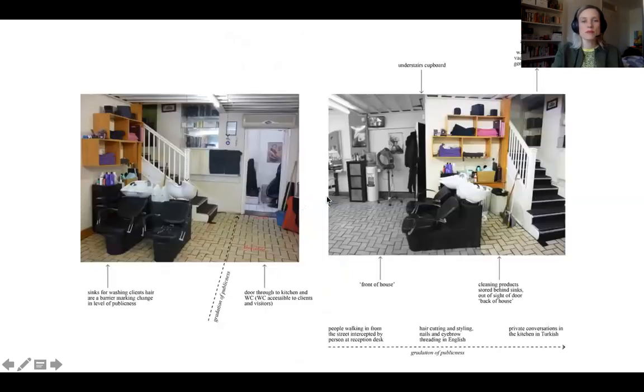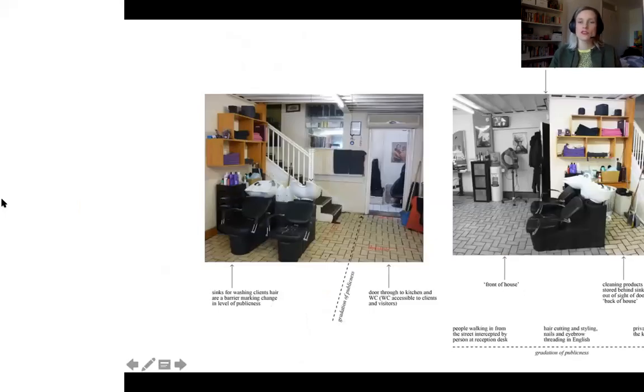There is a gradation of publicness in Crazy Cut between the front and the back. The street is common to all. Then the most public zones of the salon are at the front, the waiting area with the sofa and the large window. It's slightly less common to all than the street.